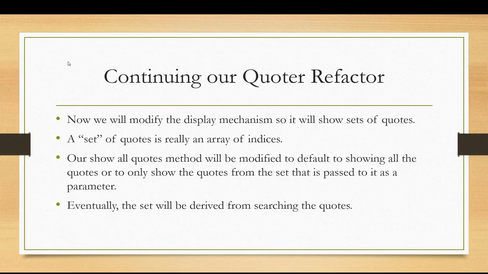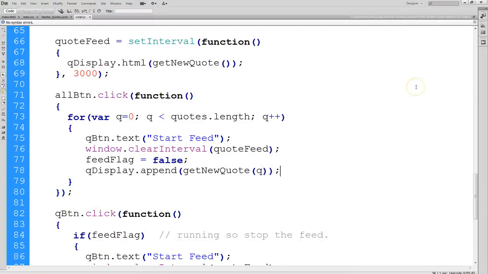So we're going to modify our display method so it'll show either the default, which is all the quotes, or if we pass it a set, the individual quotes in the set. Eventually, the set will be derived from the user running a search, and they'll provide the search criterion, and that'll create a set that we'll use.